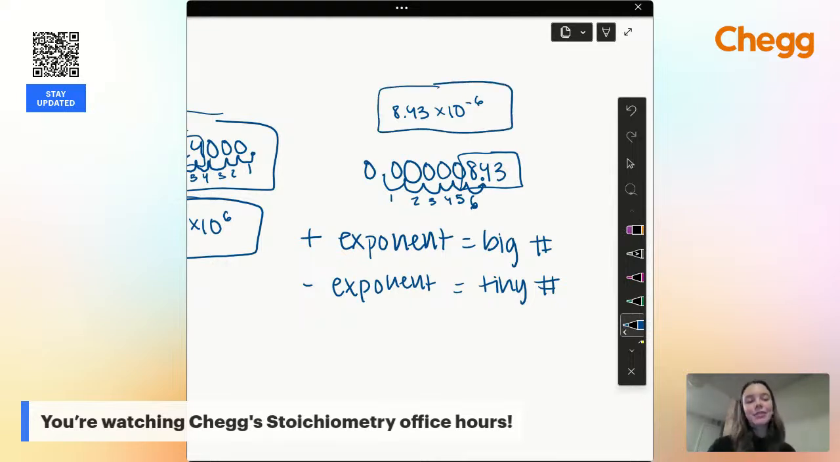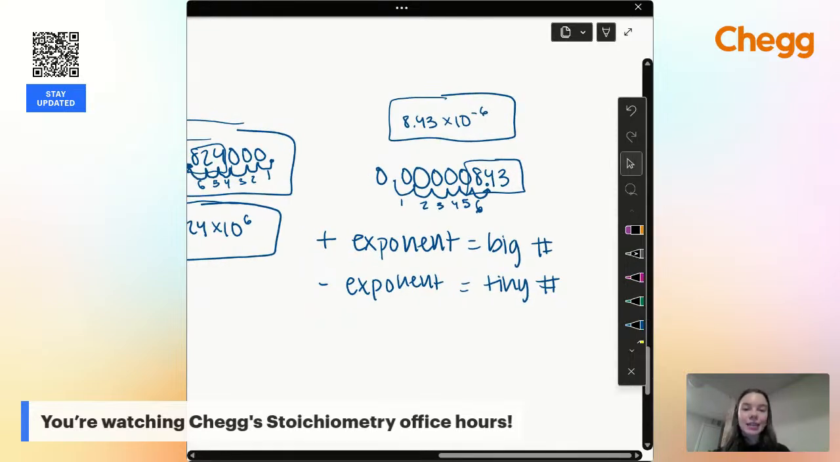Does that make sense to everyone? I know that's a little bit different than those really big numbers and those positive exponents, but this is how you do scientific notation with a negative exponent. If you have any more questions, please put that in the chat.